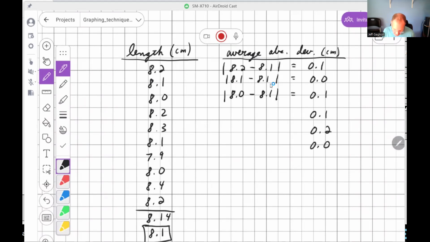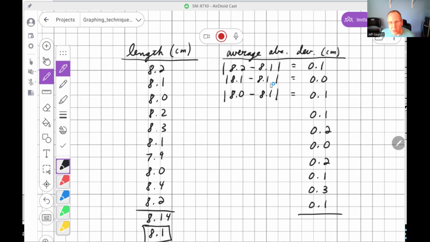Then 7.9, it's less than 8.1, right? But remember, it's absolute value. So that's also going to be 0.2 away. Then I have 8.0, which is 0.1 away, 8.4, which is 0.3 away, and then 8.2, which is 0.1 away.